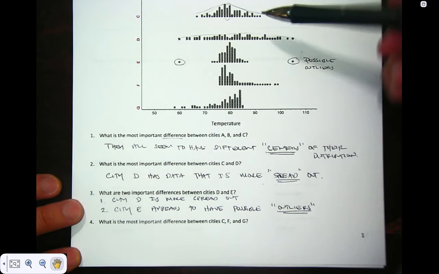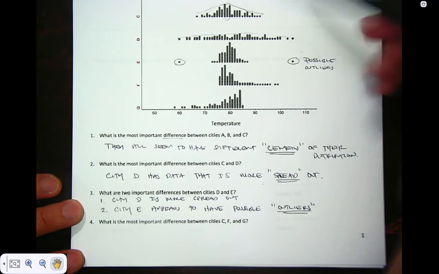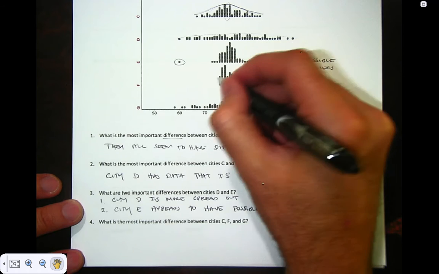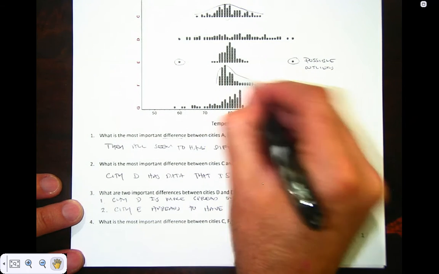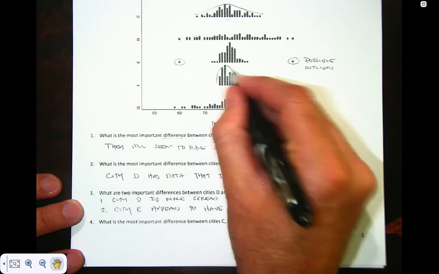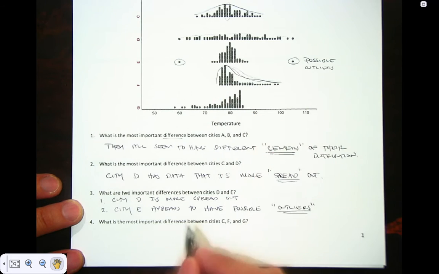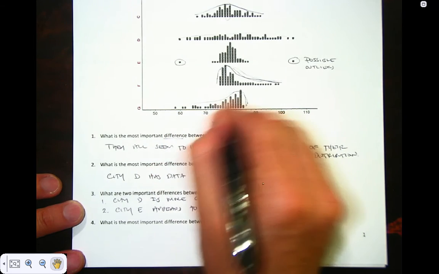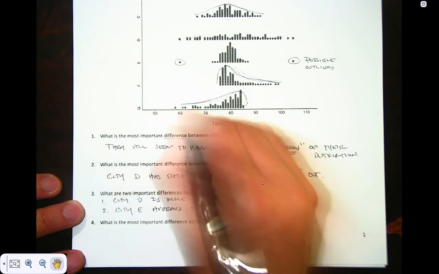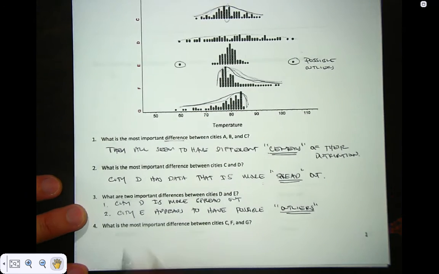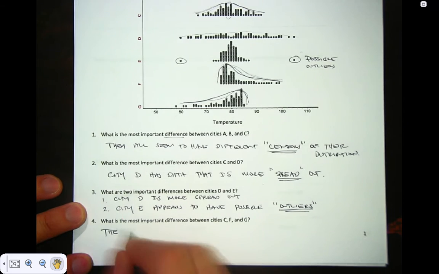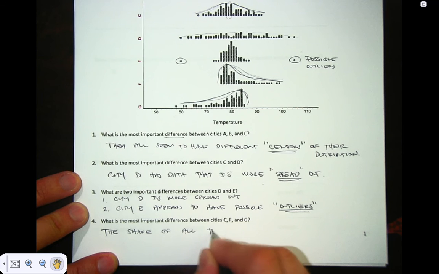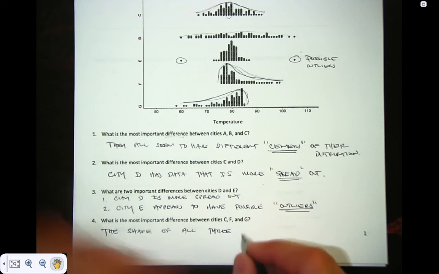Well, if you come here to C, right, nice smooth curve, single peak. Then we've got F. We've got this different situation here where you've got a peak on the left and then this slow kind of slope out to the right. And then G, you've got a peak on the right and then this slow kind of slope to the left. Okay, so definitely the shape of all three are different.